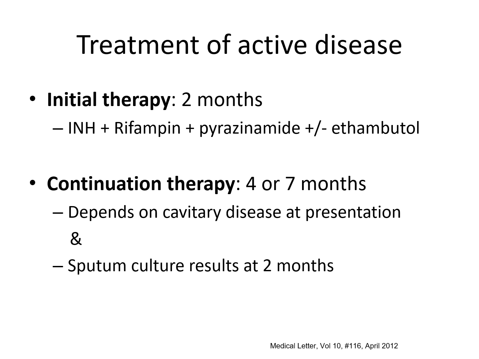After the 2 months, we have the continuation phase, and that could be 4 or 7 months, depending on 2 things. 1, cavitary disease at presentation. What I mean here is a chest X-ray, whether we have a cavity in the lungs, and 2, the culture results that come up at 2 months. What do I mean by this?